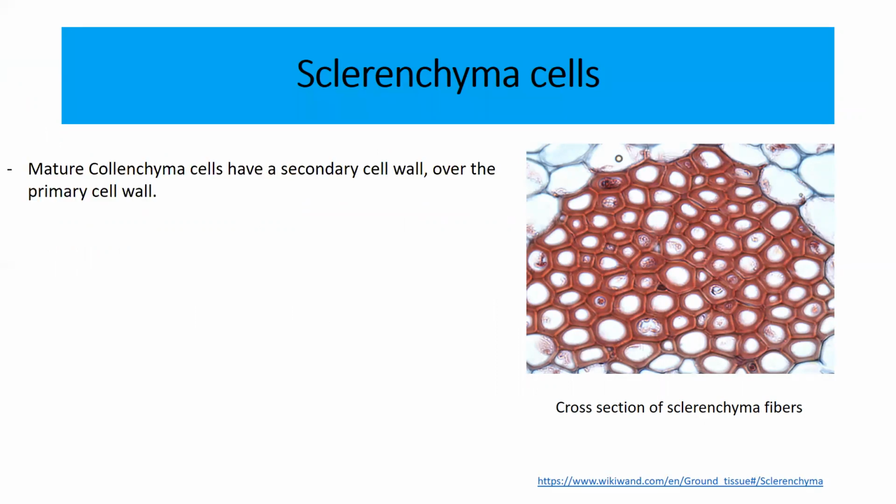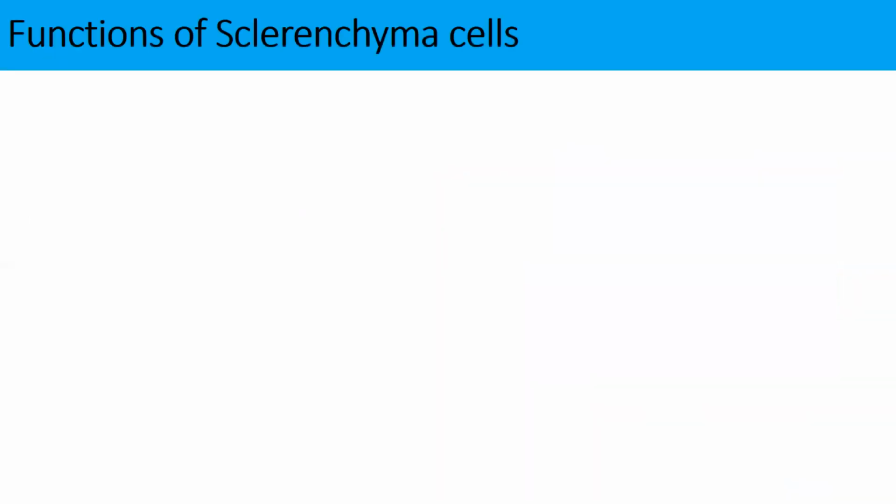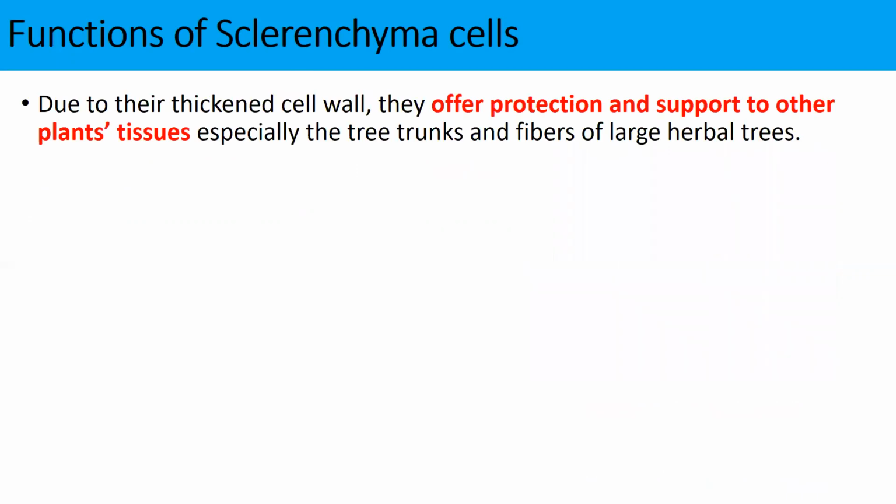Mature sclerenchyma cells have a secondary cell wall over the primary cell wall. I mean, they have both types of primary and secondary cell walls. They are found in all plant roots. They are important in anchoring and giving support to the plants. Let's discuss the functions of these cells. Due to their thickened cell wall, they offer protection and support to other plant tissues, especially the tree trunks and fibers of large herbal trees.